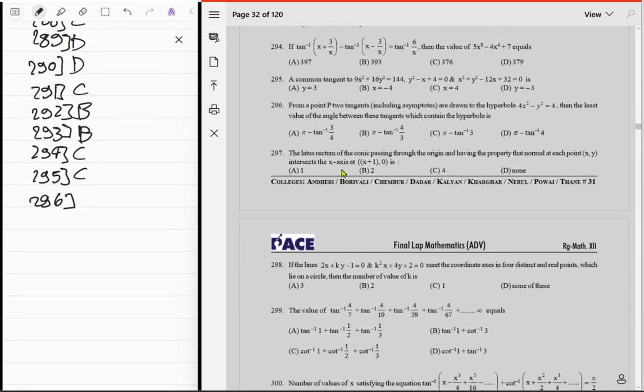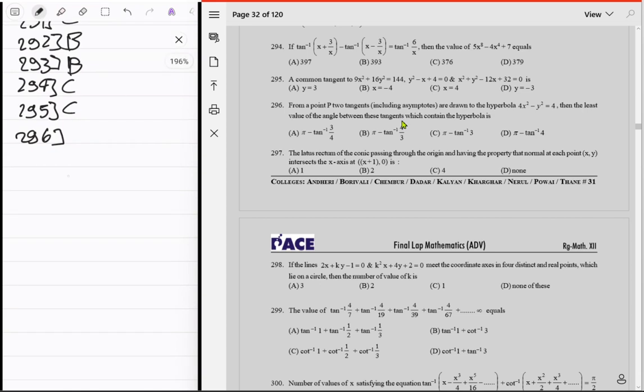Okay, from a point P, two tangents including asymptotes are drawn to this hyperbola that the least value of the angle between these tangents which contains the hyperbola is. एक certain point है उससे तुमने tangents draw की इस hyperbola को, the least value of the angle between these tangents which contain the hyperbola. Okay, okay, समझे समझे. Seriously. Okay, I guess we'll have to do it.